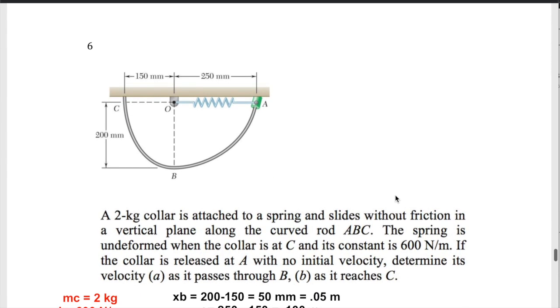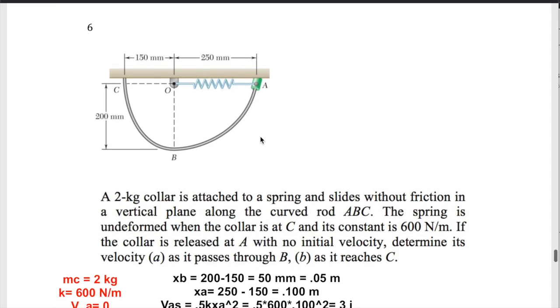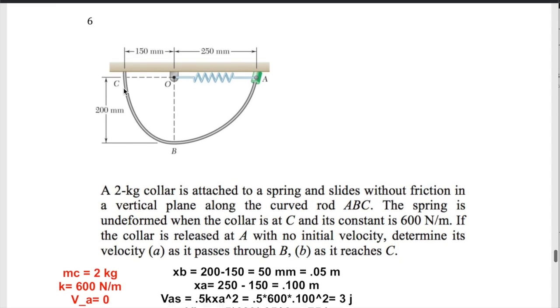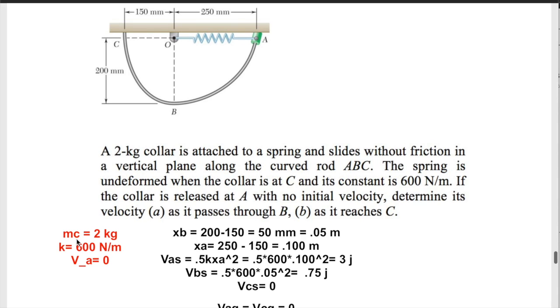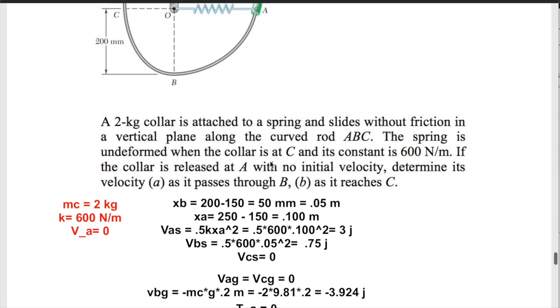All right, here we have problem 6. It's the one where we're given the collar and we know it moves around this frictionless loop, and we have the spring. We're asked to find the velocity as it passes through both B and C. So we're given the mass of the collar, which is 2 kilograms, the K constant, and we know it starts from rest at A.